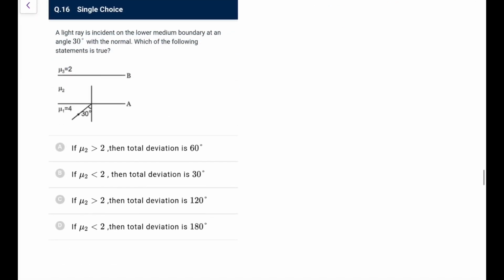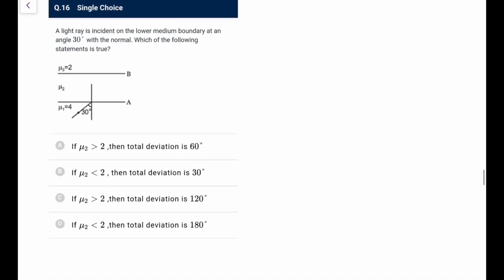So now next one, 16th. Light rays are incident on the lower medium boundary, as you are seeing, at an angle 30. Which of the following is correct if mu2 is given? Okay, so first let me check for TIR.